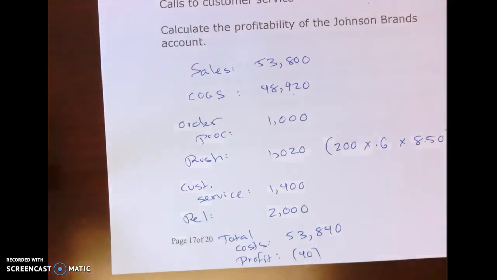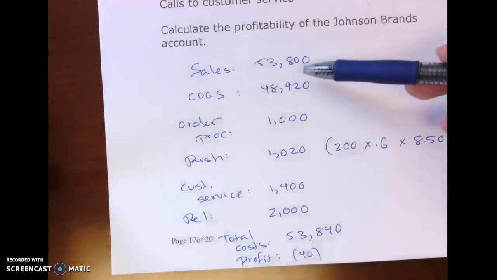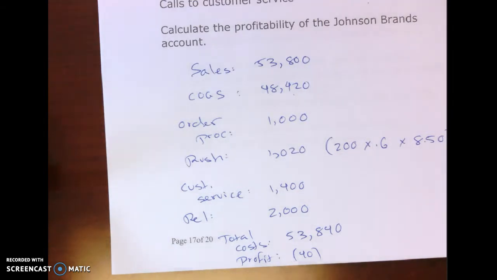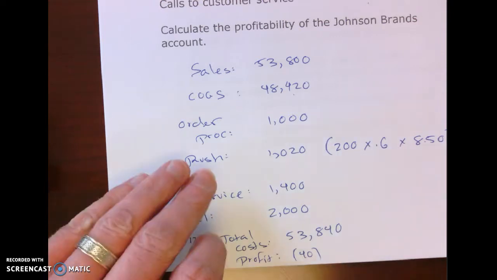So you can see they look profitable on the surface because we do cover our product costs, but then when we push down those indirect costs down to Johnson Brands, they're not nearly as profitable. And so that's why I think CPM is really interesting. Again, it is similar to activity-based costing, but for customers.